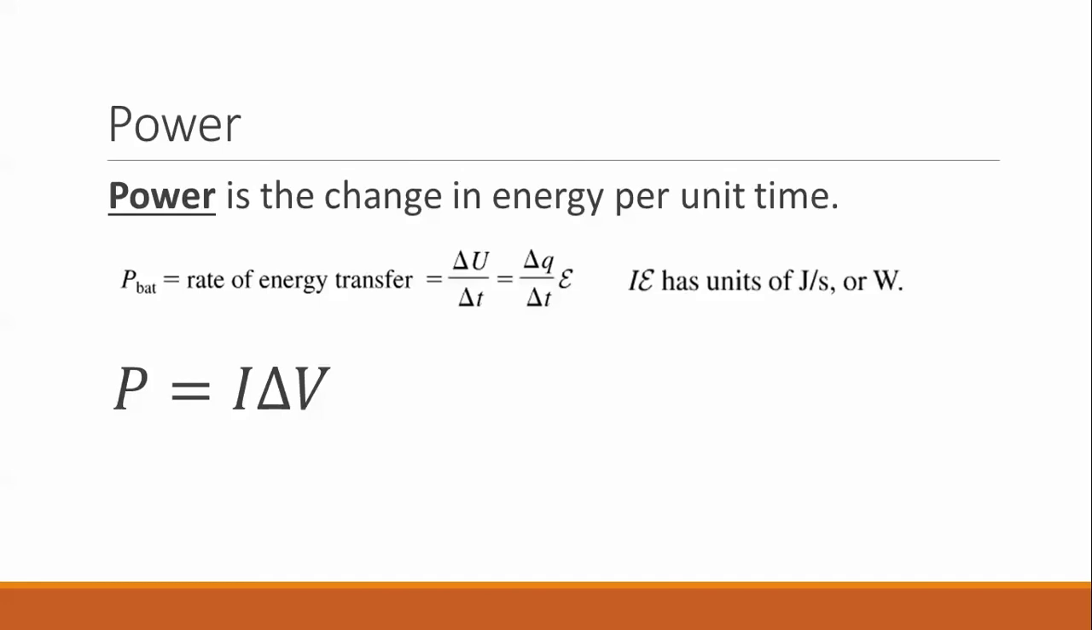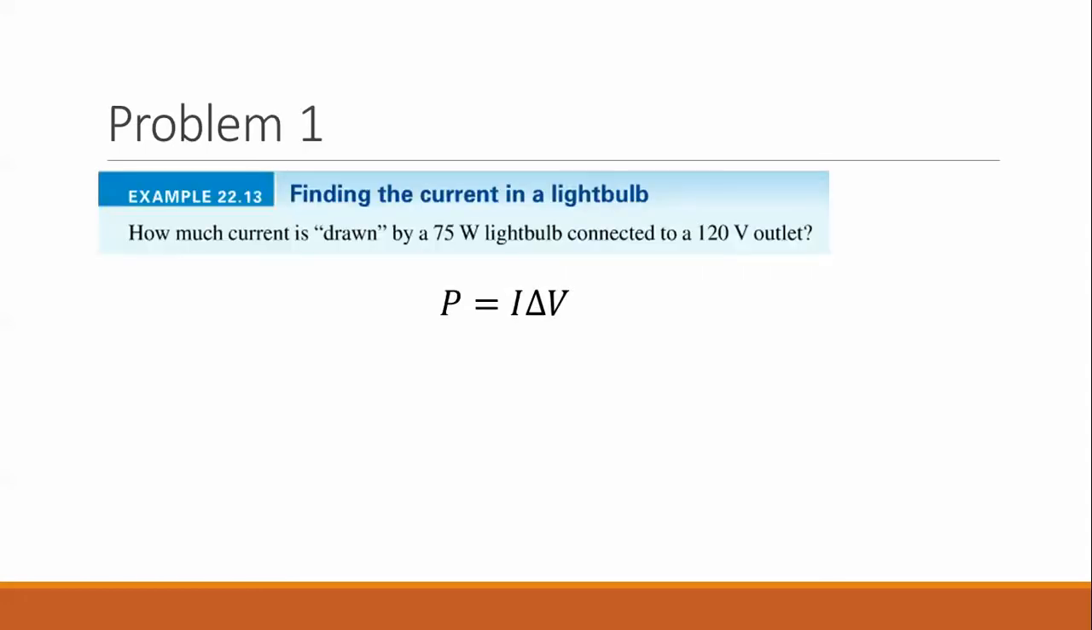IE, or I delta V, has the units of joules per second, but we can also use the units of power that we used back in Newtonian physics, which is the watt. And a watt is equal to a joule per second. So let's do an example.